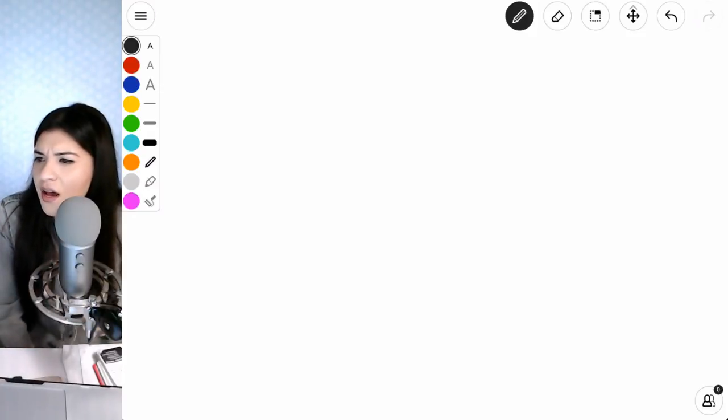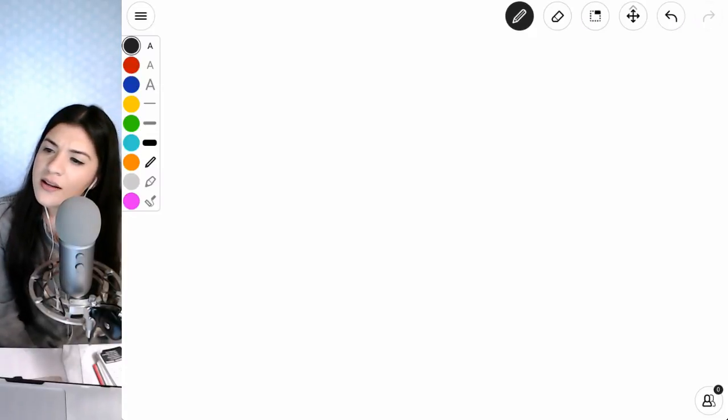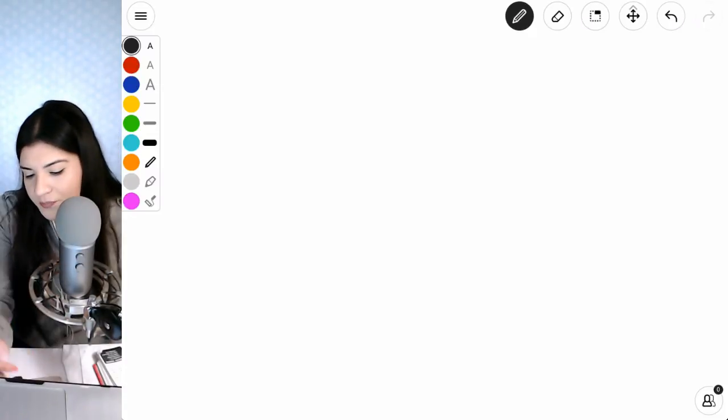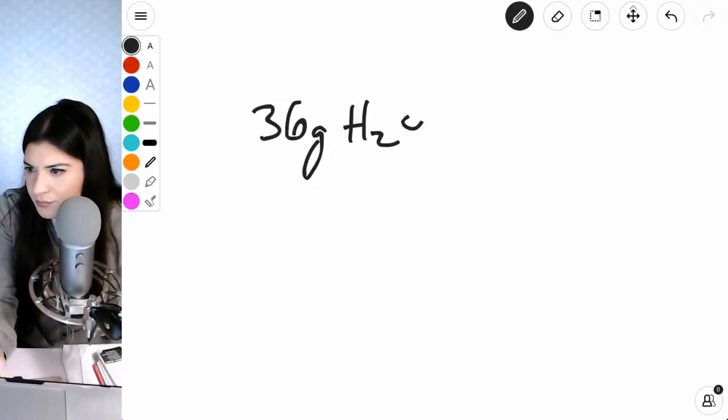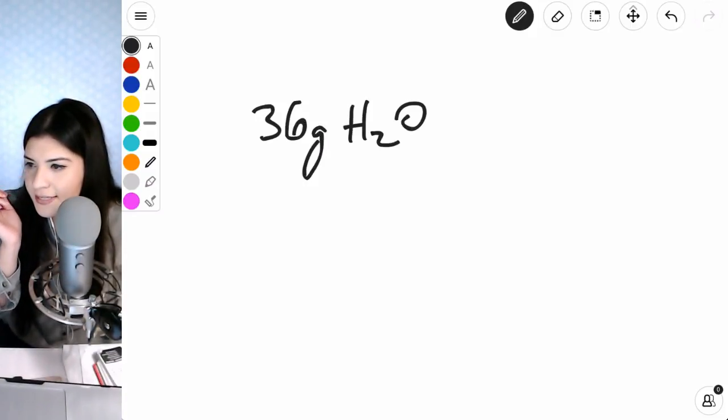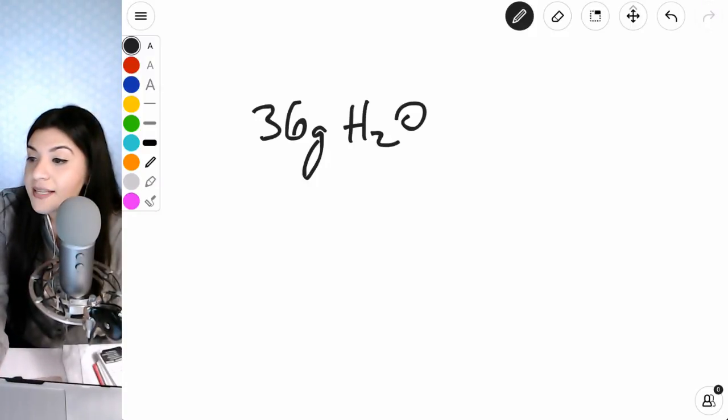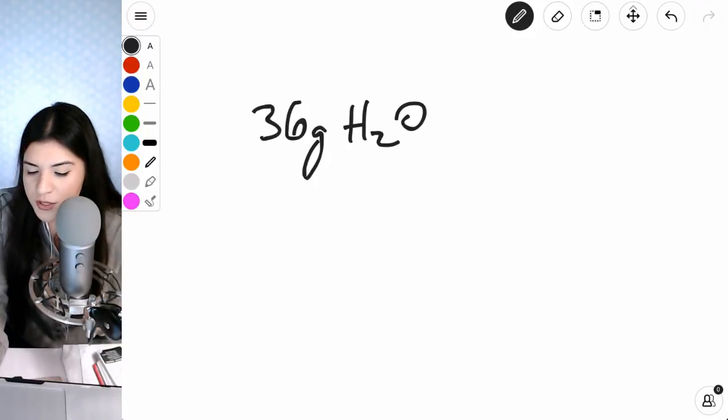So my homework says, using the Hoffman apparatus for electrolysis, a chemist decomposes 36 grams of water into its gaseous elements. How many grams of H2 gas should she get? Theoretical, create before, change, and after table. Okay. Let me see what else I can do with this.